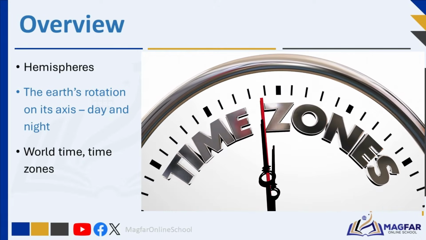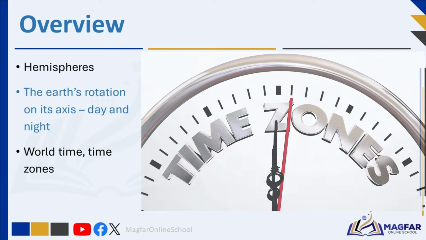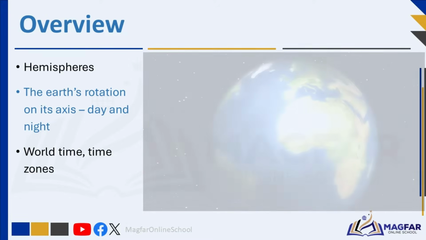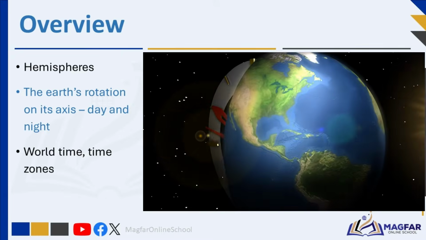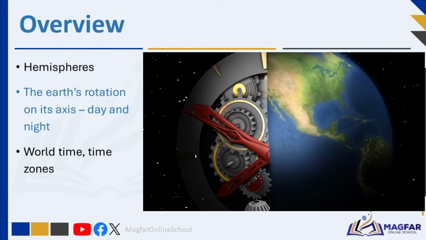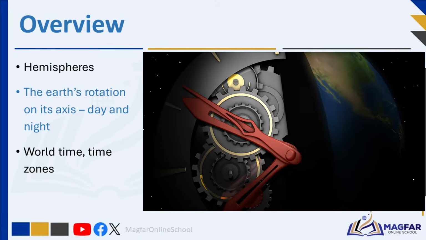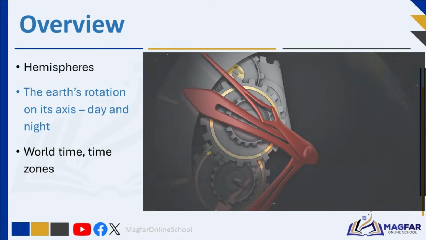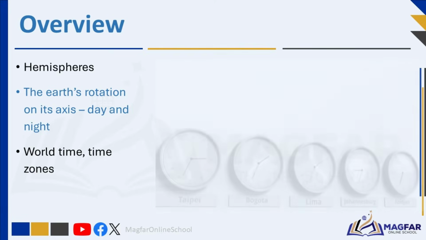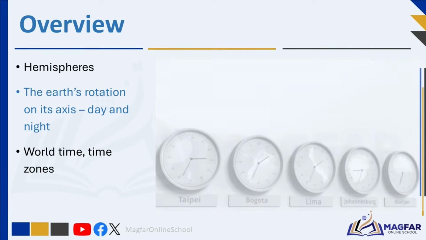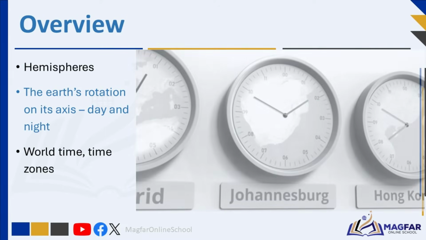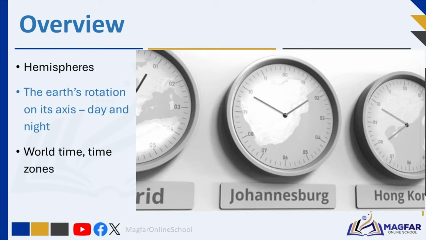Welcome! Today, we're diving into the exciting world of geography and time. Picture the Earth spinning like a giant ball, creating the cycle of day and night. We'll explore how the world is divided into time zones, connected by the International Date Line. Before getting to all this, we need to revisit the 4 hemispheres out there. Let's go!